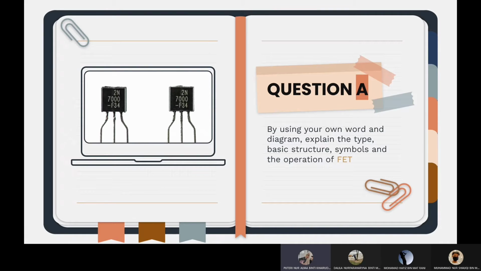For question A, it required us to use our own words and diagrams to explain the type, basic structure, symbols, and the operation of FET.